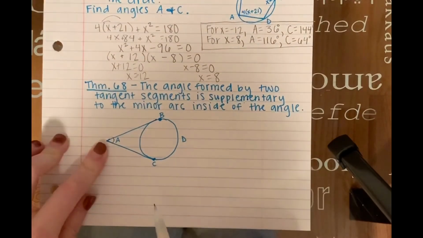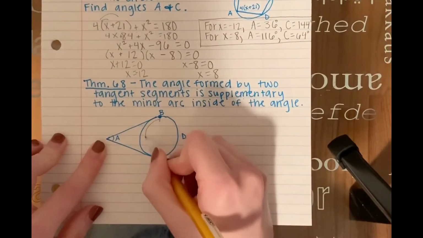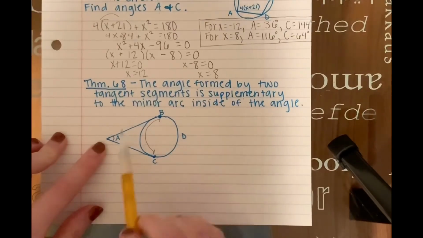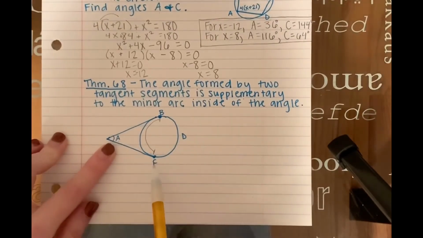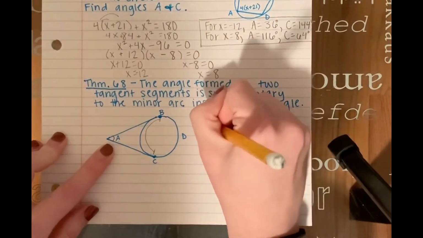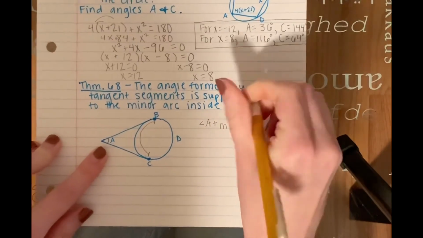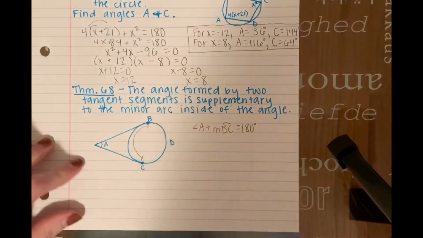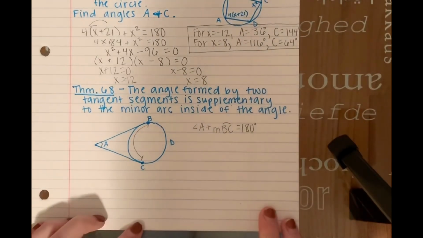Remember, minor arc is less than 180. So this arc right here is your minor arc, BC. This angle and this arc are supplementary, so they should add up to 180 degrees. So that's what this would say. Angle A plus the measure of BC equals 180. That's the rule from Theorem 68. Make sure you copy Theorem 68 into your theorem section as well. It's the last one for this section.